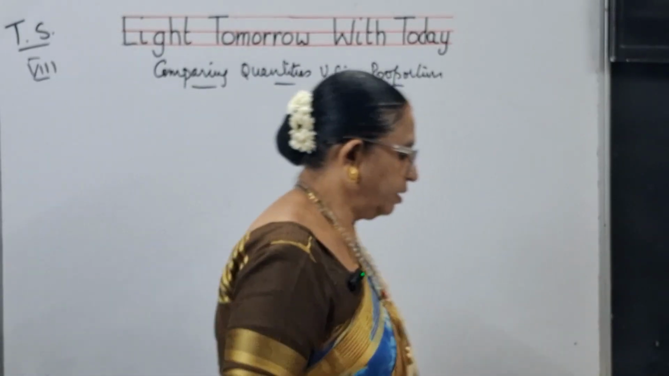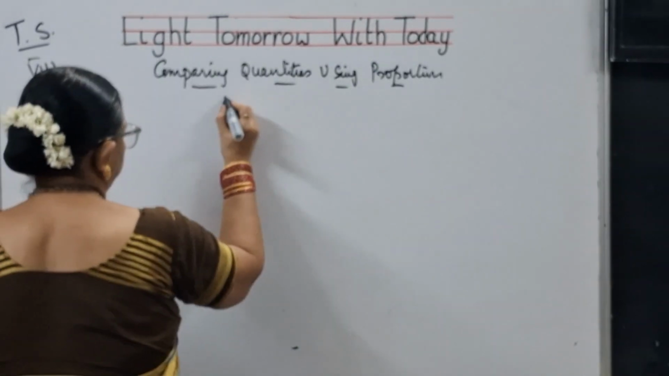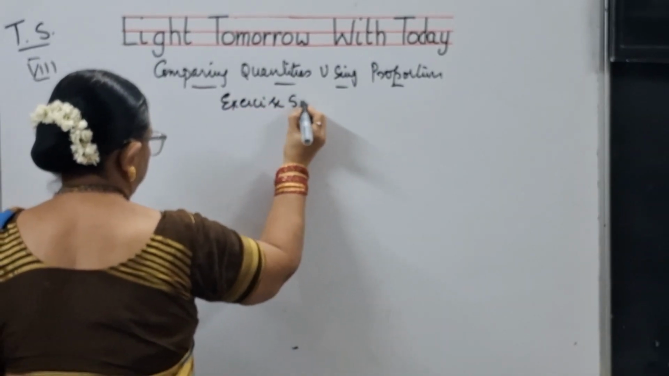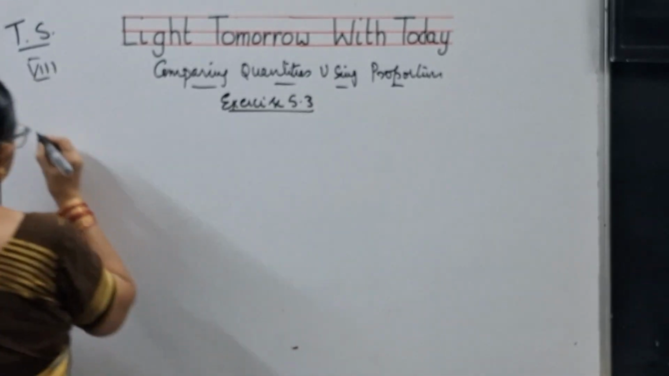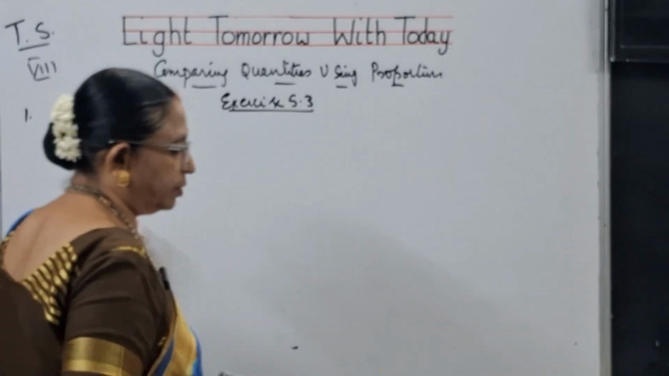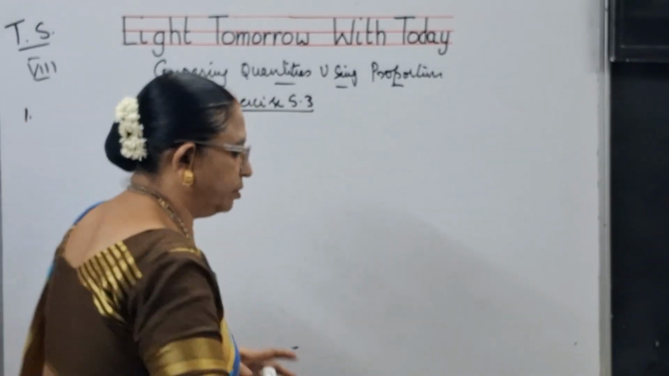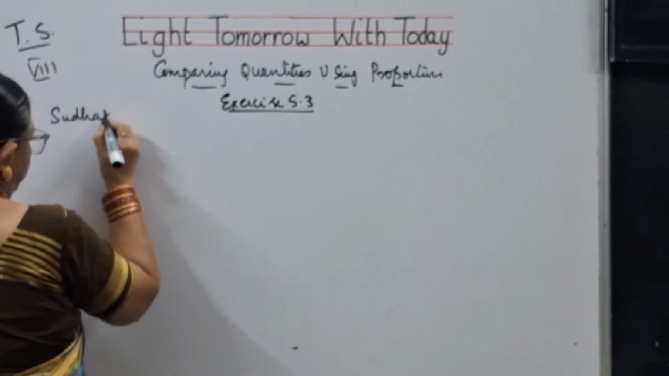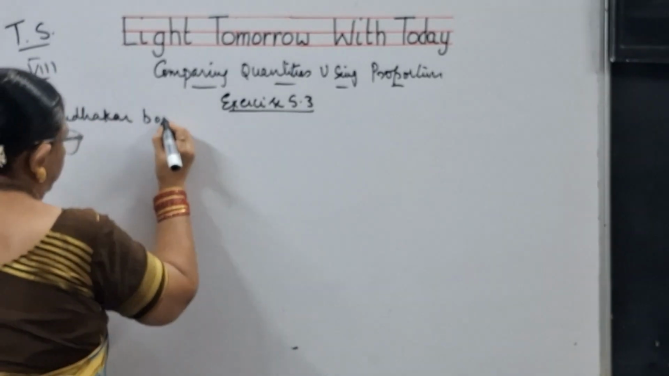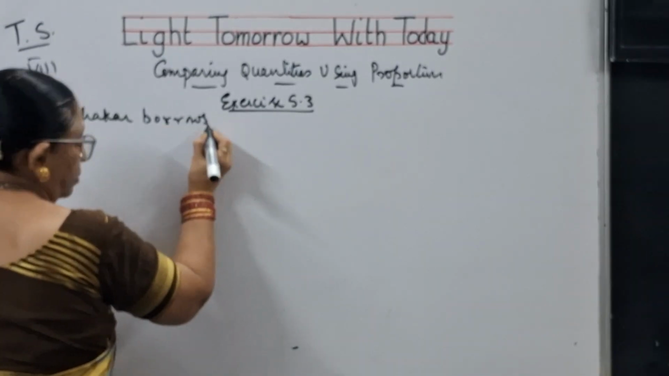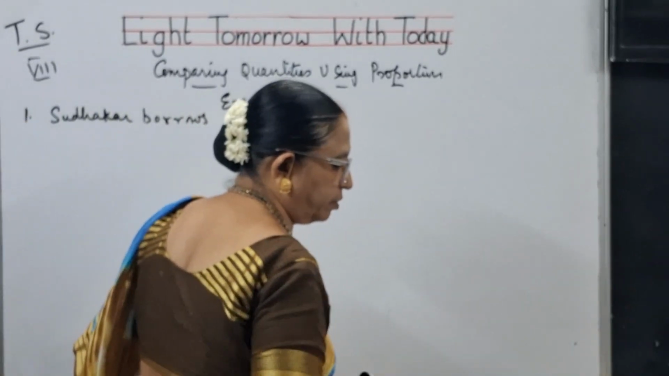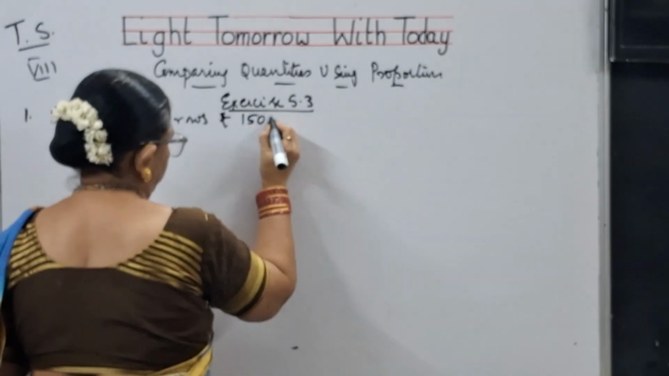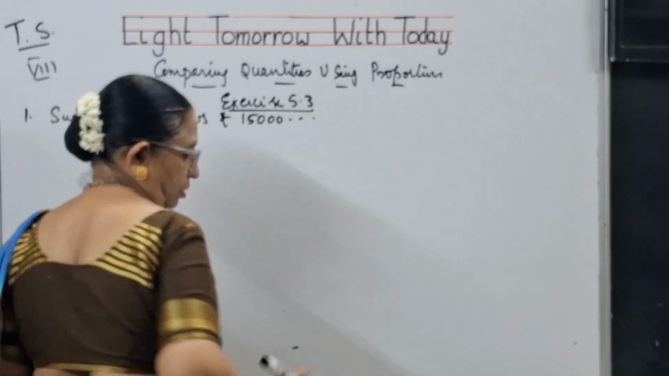Now, exercise 5.3. Exercise 5.3. First problem. Sudhakar borrows rupees 15,000. It goes on.